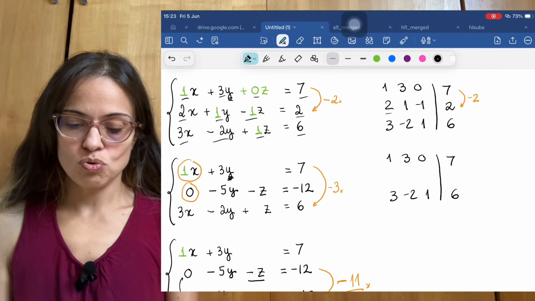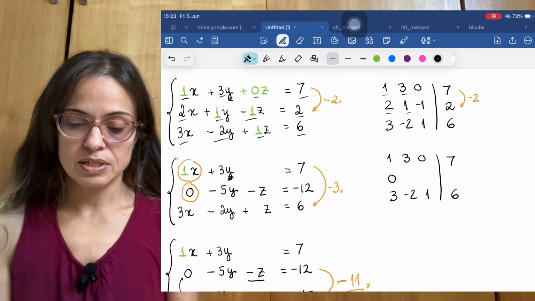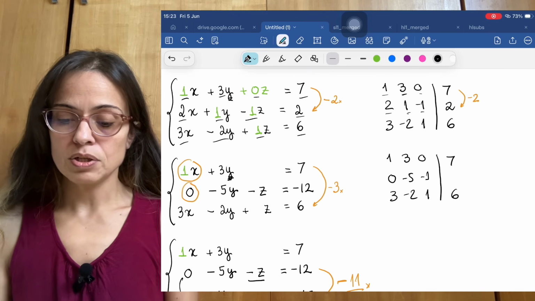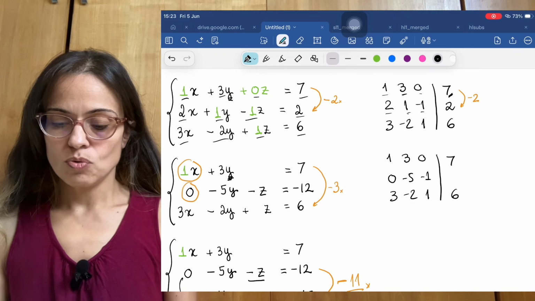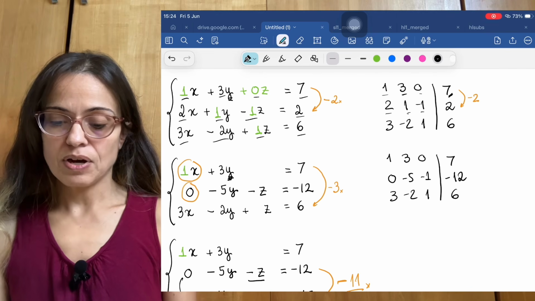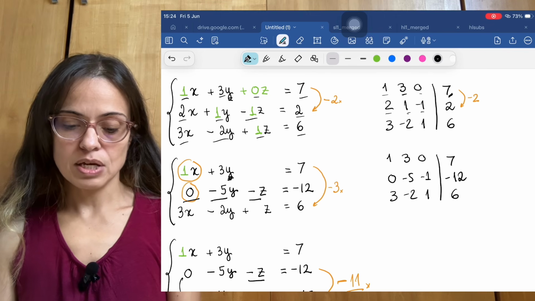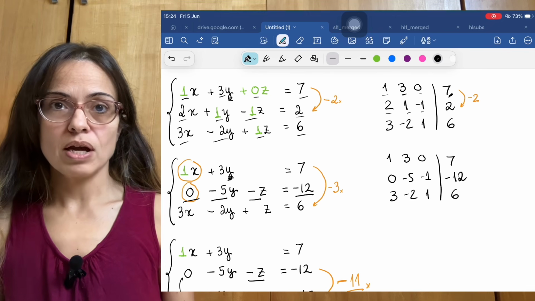So 2 minus 2 ones is 0. 1 minus 2 threes, which is 1 minus 6, is minus 5. Minus 1 minus 0 is just minus 1. And 2 minus 2 sevens is 2 minus 14, which is negative 12. And if you notice, 0, negative 5, negative 1, and negative 12 are exactly the same numbers as we had here, because we are doing the same thing. We are just writing less.